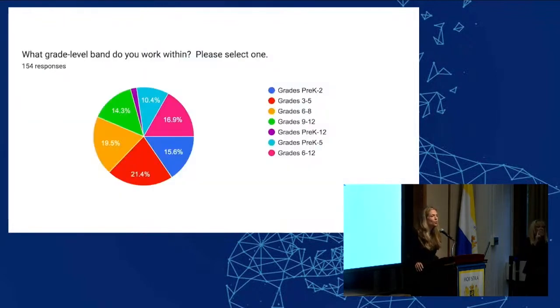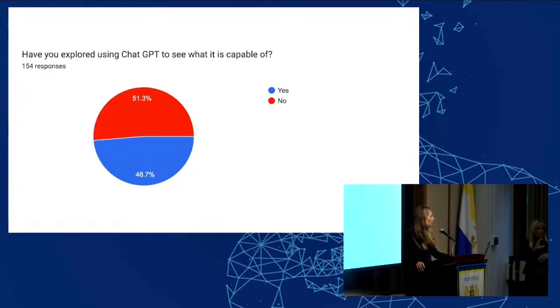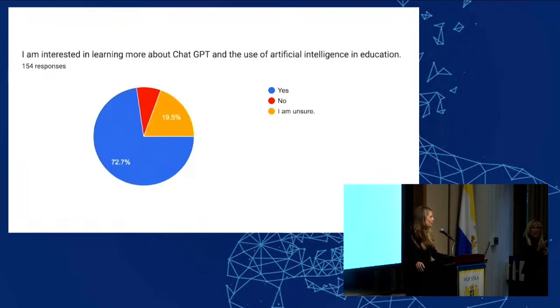So what we decided to do was, because this is a presentation about K-12 education, we wanted to get a sense of the landscape of awareness and usership among educators. So we looked across pre-K to 12, and we found that we had 154 responses just in one school district. So it's not a very large sample size, but most educators in this district know about ChatGPT. They know what it is. About half have explored it just to see what it's capable of, and half have not. More than half, the majority of people, have not used ChatGPT for personal tasks or professional tasks. So the usership is not high in this particular sample size.